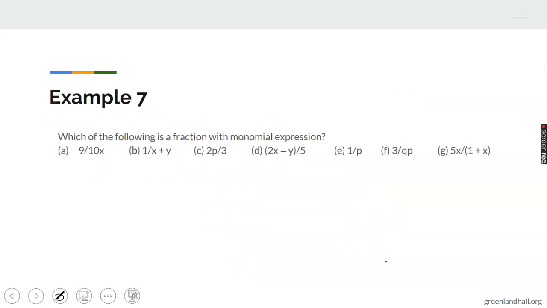Now let's look at this example. Which of the following is a fraction with monomial denominator? You will look at b. b is not a monomial denominator. Then which one again? g is not a monomial denominator. But the rest, a, c, d, e, f, have only one single term in the denominator.